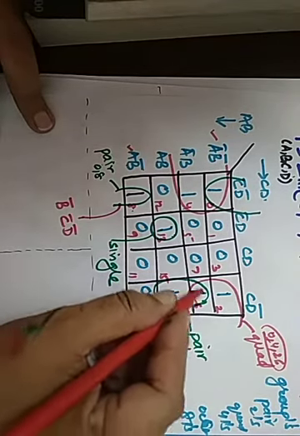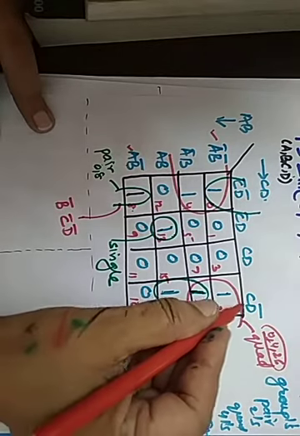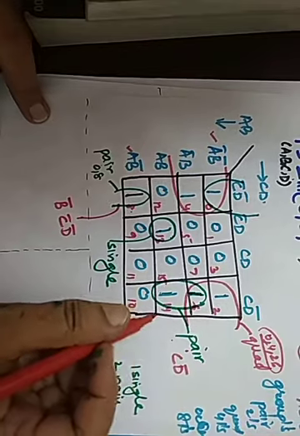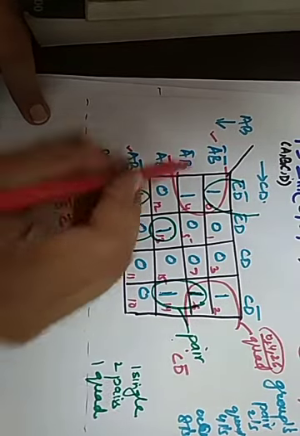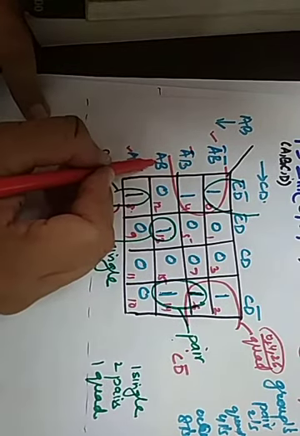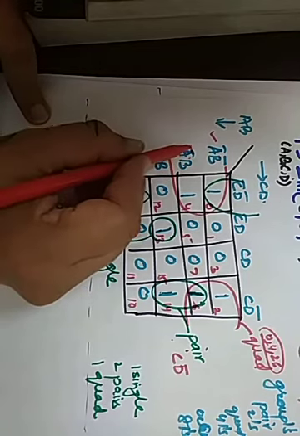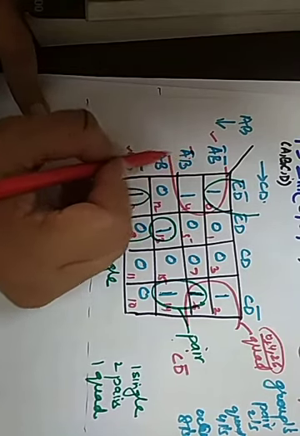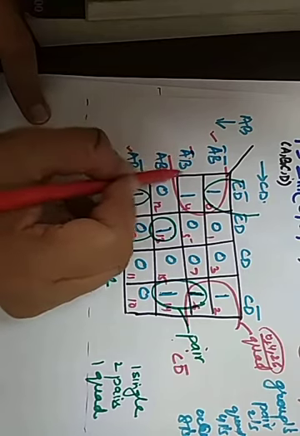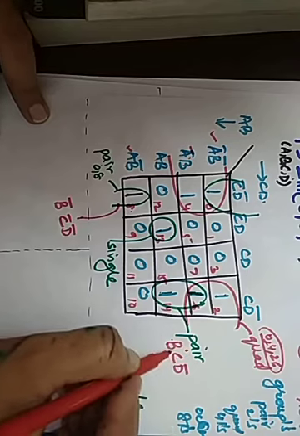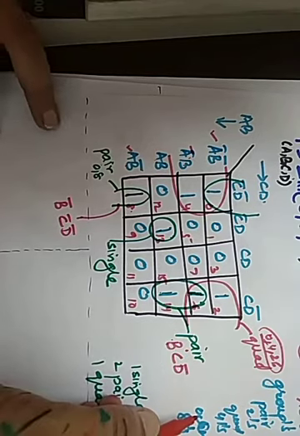Now let us see the value for this pair. This pair has the column CD bar. From the rows, you have A bar B and AB. Compare these two: B is common, A is changing. The changing variable is eliminated, and you're left with B. So the value of this pair is B C D bar.